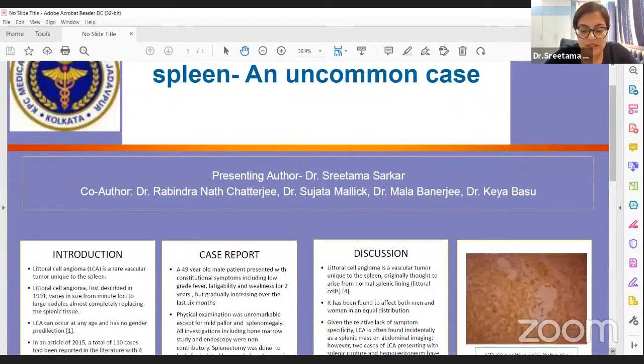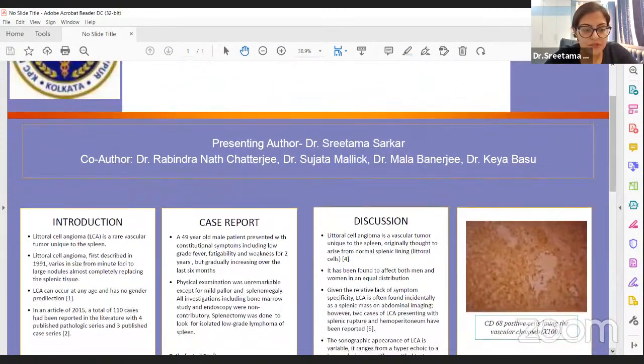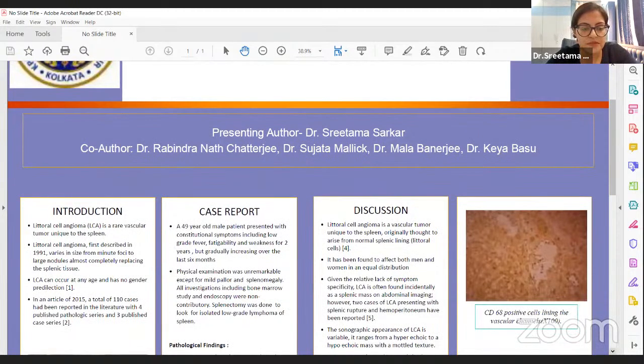Lateral cell angioma is a rare vascular tumor unique to the spleen. It was first described in 1991, varies in size from minute foci to large nodules, almost completely replacing the splenic tissue. LCA can occur at any age and has no gender predilection. In an article of 2015, a total of 110 cases had been published in the literature, with 4 published pathological series and 3 published case series.